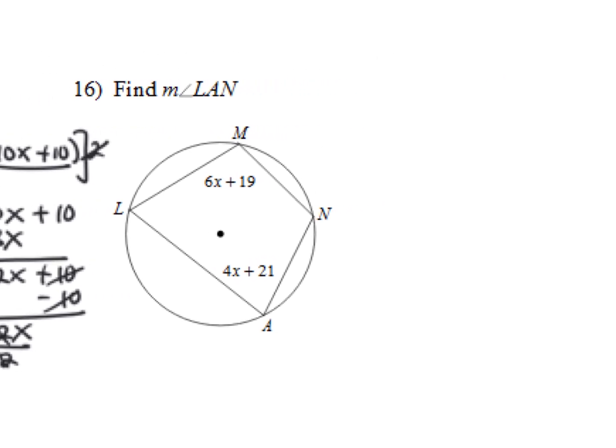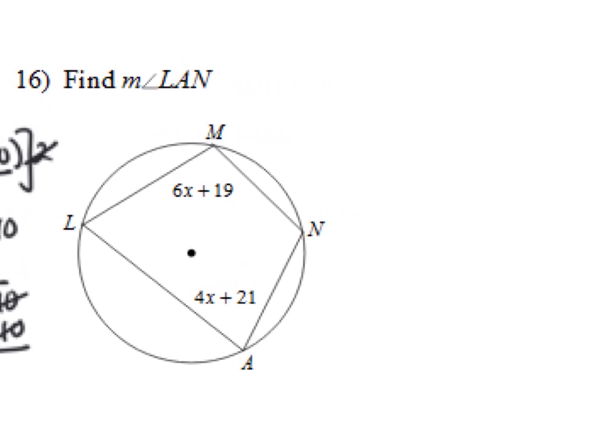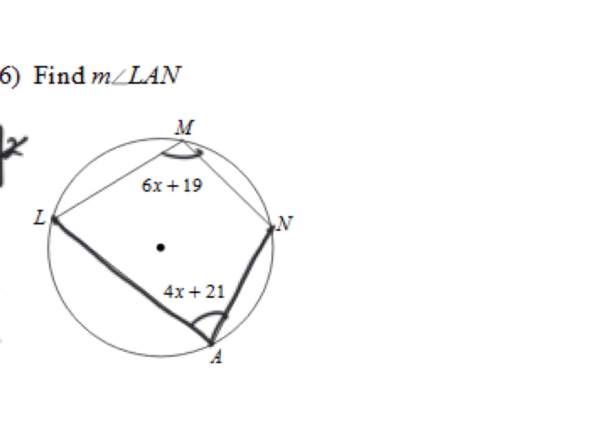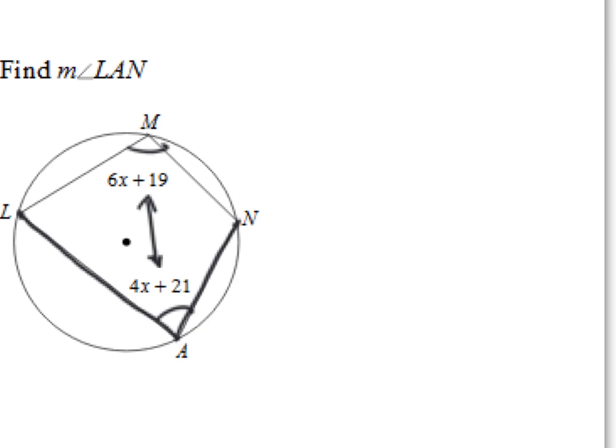Okay, so here's the last one. Find the measurement of angle LAN. Where is that? LAN, here. Okay, angle LAN has the opposite angle of LMN. So they are opposite again, just like the one we did earlier. We're just going to equate it, and that's going to be a total of 180.